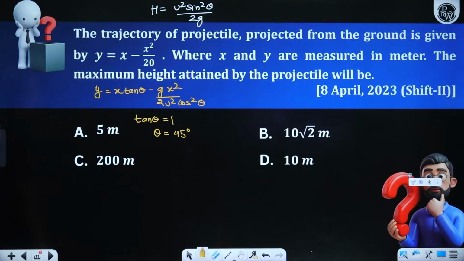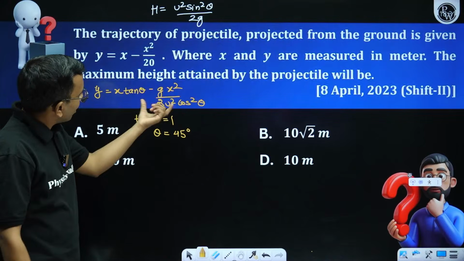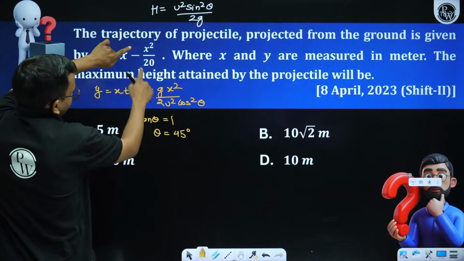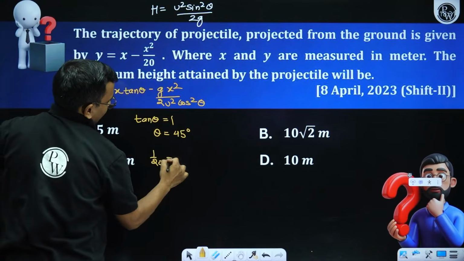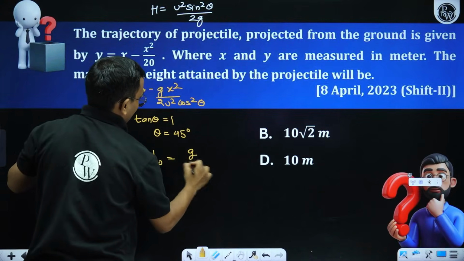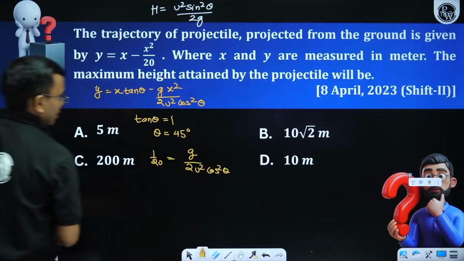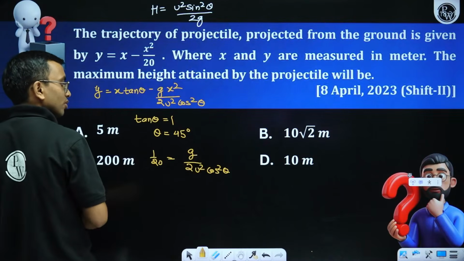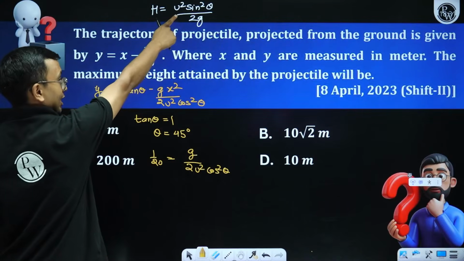Theta is equal to 45 degrees. Then compare this second coefficient, 1 by 20. Here it is 1 by 20, here it is this. So I can say 1 by 20 is basically equal to g by 2u square cos square theta. Theta is equal to 45, I can put it here. From there I can get u. Once I get u and theta, I can solve for h.